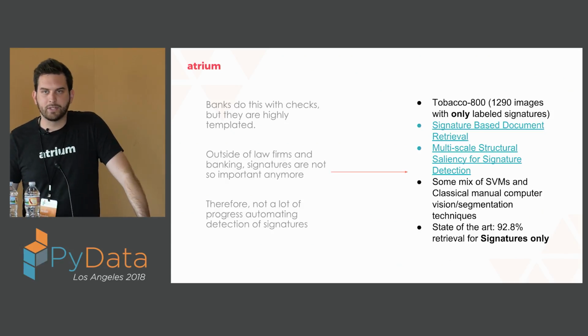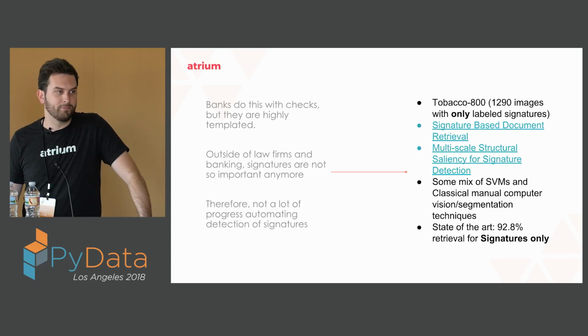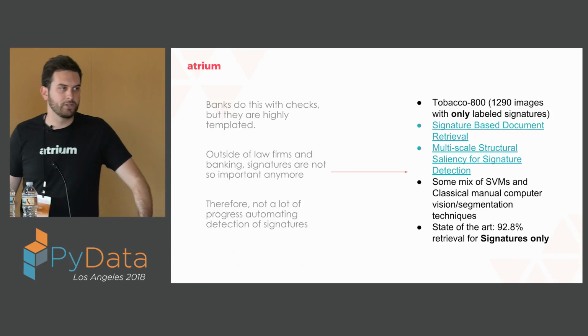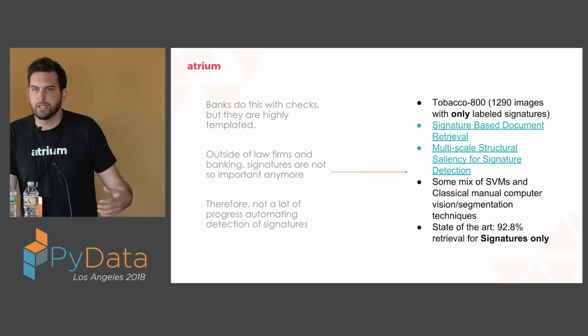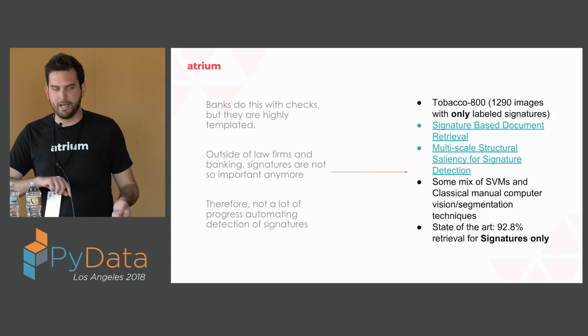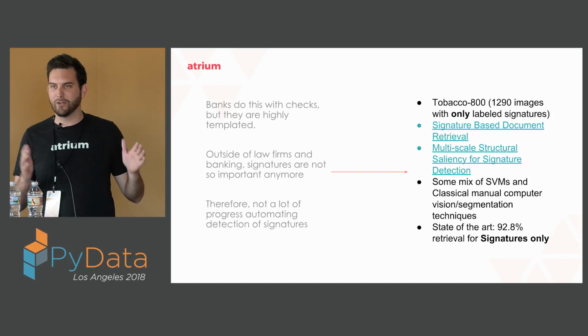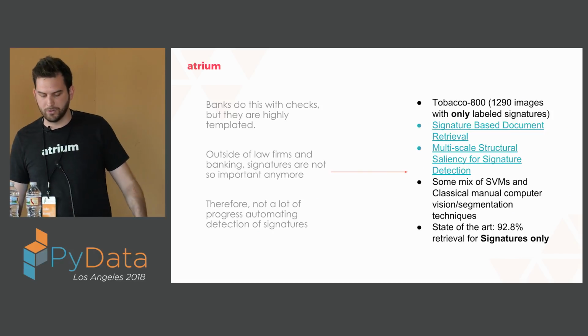And then outside of banks and law firms, signatures are really not all that important from a business standpoint. So there hasn't actually been a lot of improvement in recent years in the ability to do this. But there is a publicly available data set called the Tobacco 800, which misleadingly actually contains almost 1,300 labeled images, but they've only labeled signatures. So none of them have unsigned labels.